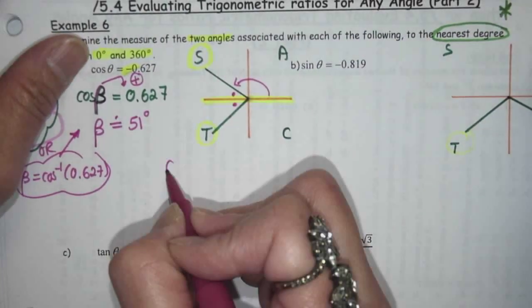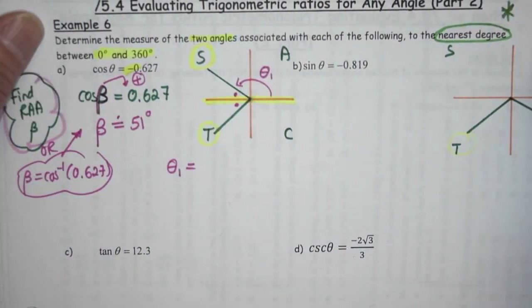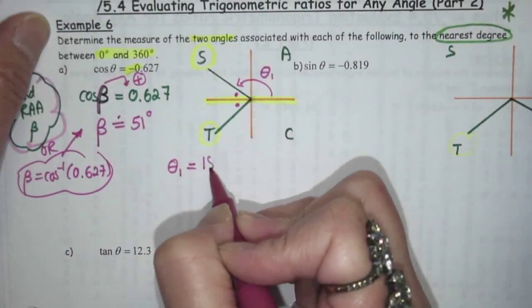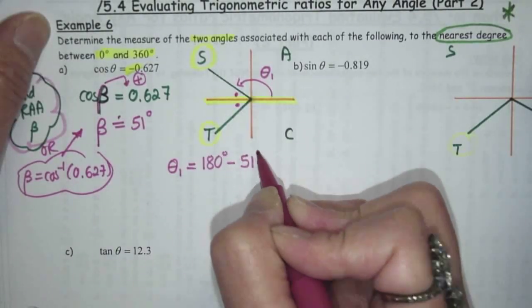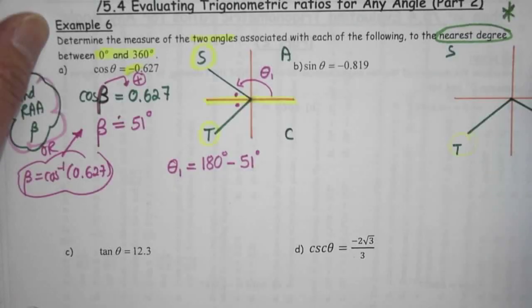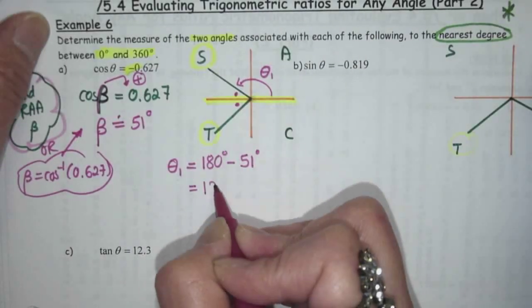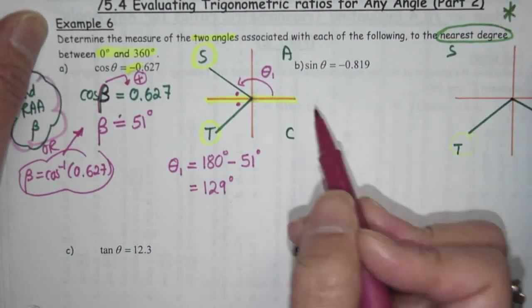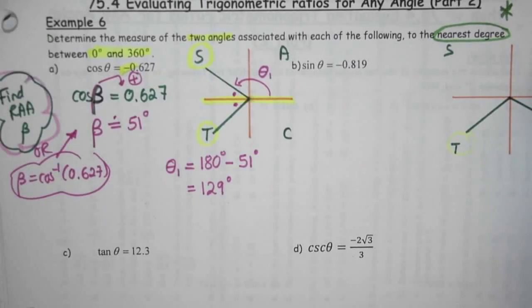So I'm going to go theta 1 equals, so this will be my theta 1. Theta 1 is going to be 180 minus 51. Does that make sense? Minus 51, which will get me 129 degrees. It's 129. Beta's always the little one, yeah. And theta is the actual answer.